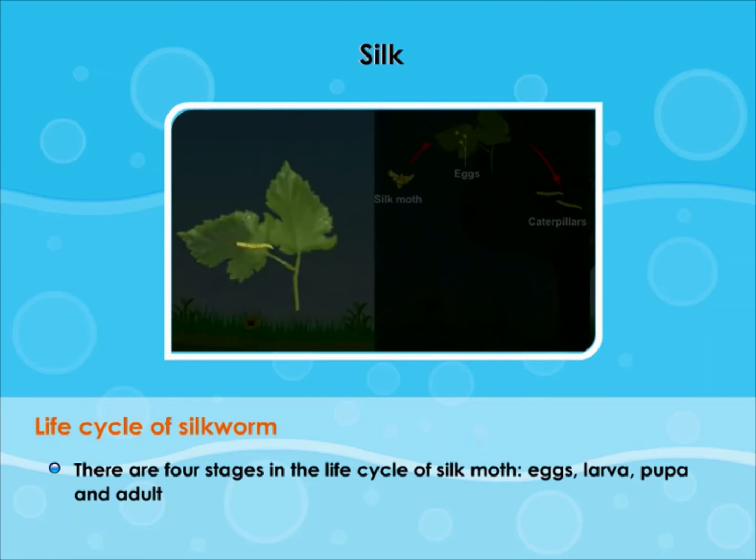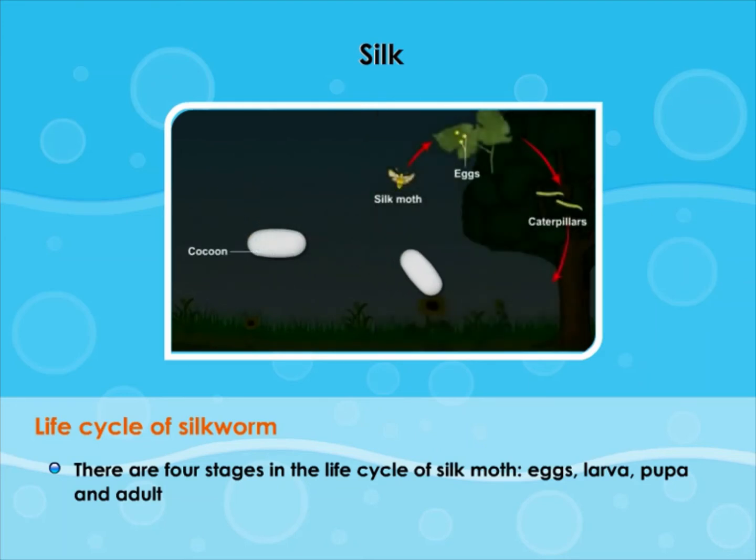A life of a silkworm starts when the female silkworms lay eggs on the mulberry leaves. After some days, these eggs hatch into larvae. These larvae are called caterpillars or silkworms. Slowly, these caterpillars grow in size by feeding on the mulberry leaves. The next stage of the silkworm is pupa.